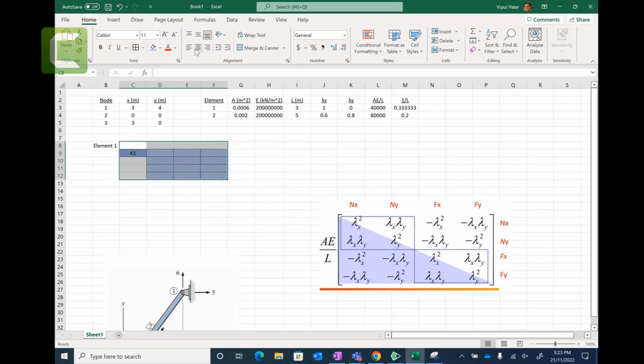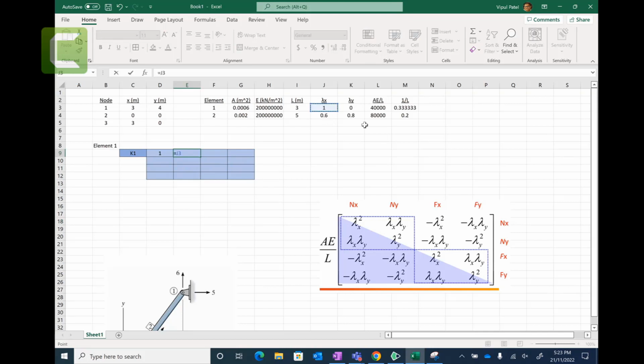Yeah, let's make it center. So lambda x square, equal to lambda x square. I think I just made it 3 by 3. How about we make it one more? OK, 4 by 4, equal to this one, lambda x times lambda y, lambda x times lambda y.